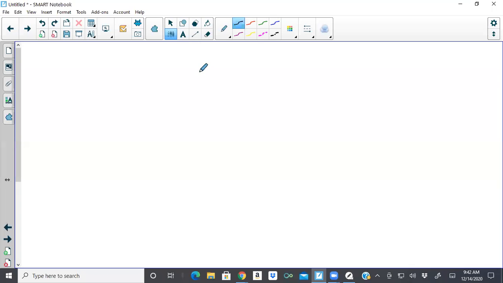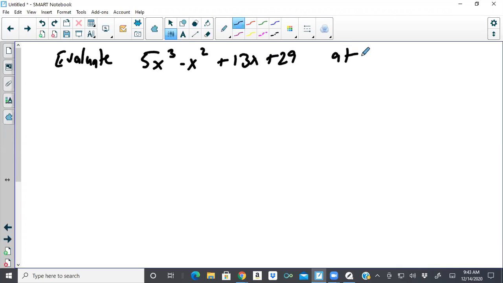The first thing that we're going to talk about today from section 4.3 will specifically be about evaluating a polynomial given a certain value. All right. A lot of people have a really hard time when I say the word evaluate, but what I really want you to think about when you hear the word evaluate and then you're given something like a polynomial, so if it said like 5x to the third minus x squared plus 13x plus 29 at x equals 4.